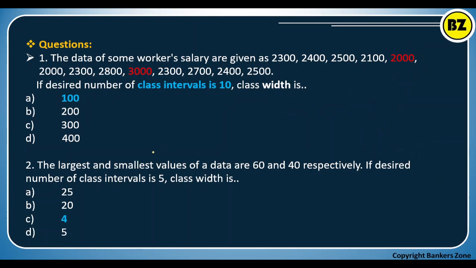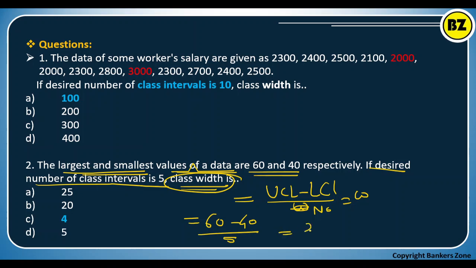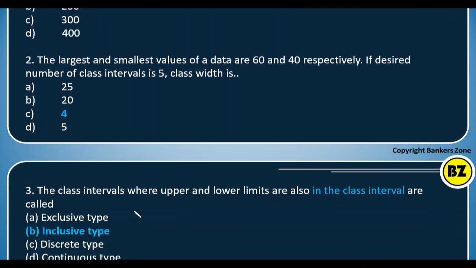Easy, right? Now the largest and the smallest values of the data are 60 and 40 respectively. If the desired number of class intervals is 5, what is the class width? Again we have to find the class width. Class width is the upper limit minus lower limit divided by the number of intervals. They have given 60 upper minus 40 lower, which is 20, and the intervals are 5. So 20 by 5. 5 fours are 20, so 4 will be your answer. Very easy if you know the formula and concept, you will get it.